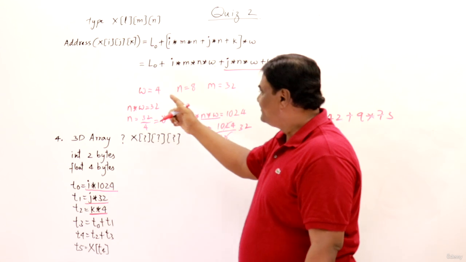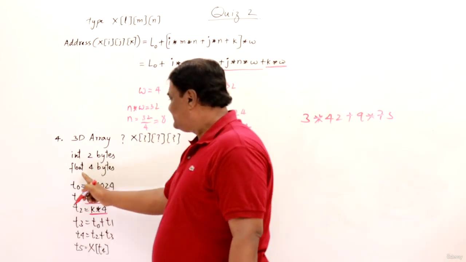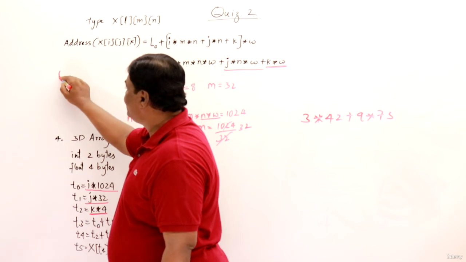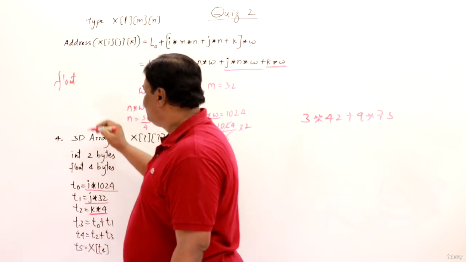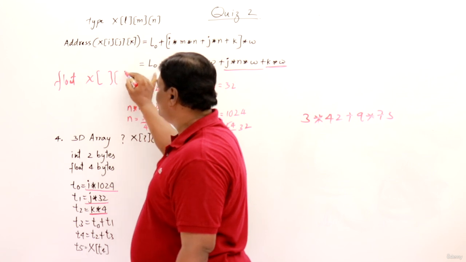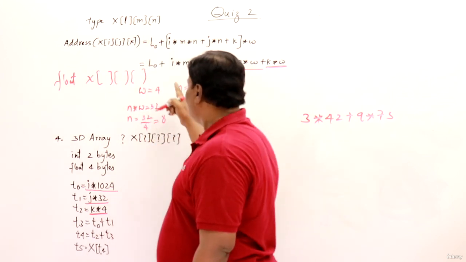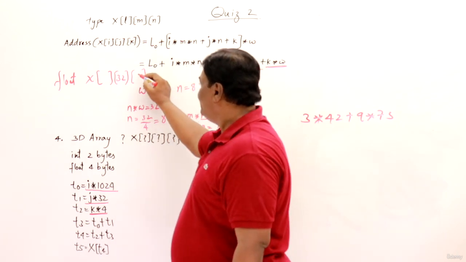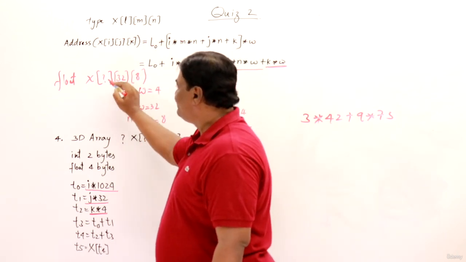So now we know the values. w is 4. 4 means this is the data type. w is the data type, float. So this is float. Data type is float, right? And for x, as I said, the first dimension we cannot know, right? Then what is m? m is 32. And n is 8. That's it. So whatever it may be.